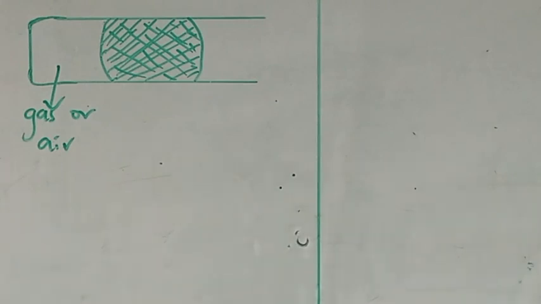Sealed by a column of mercury. Let this be the mercury that sealed this gas. The pressure exerted on the gas or air depends on the plane of inclination of this tube. We have three cases and we are going to look at the three cases.